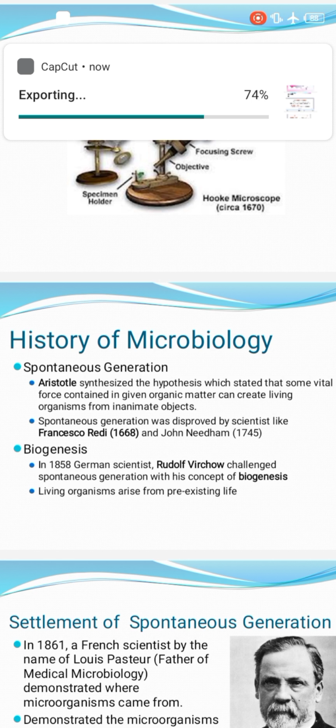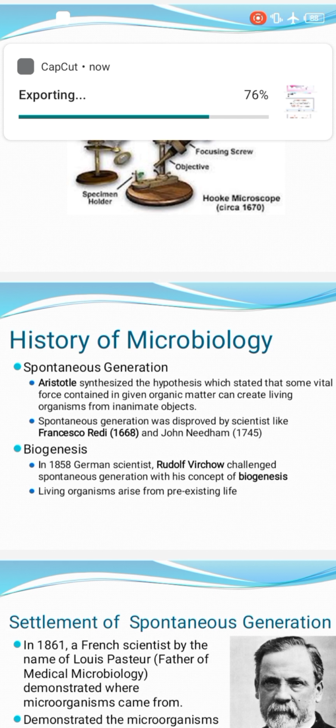Spontaneous generation was disproved by scientists such as Francesco Redi and John Needham. Now, biogenesis is in 1858. German scientist Rudolf Virchow challenged spontaneous generation with his concept of biogenesis: living organisms arise from pre-existing life.